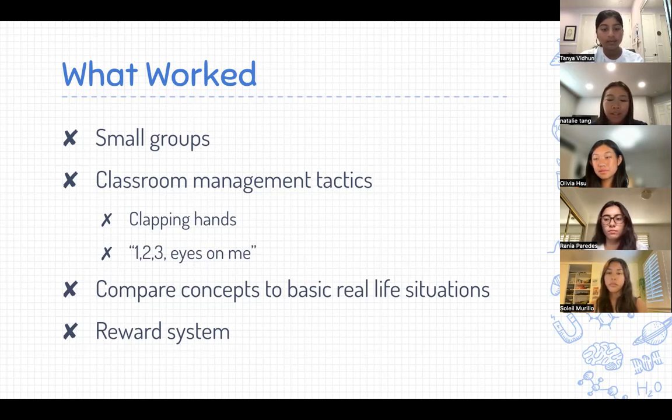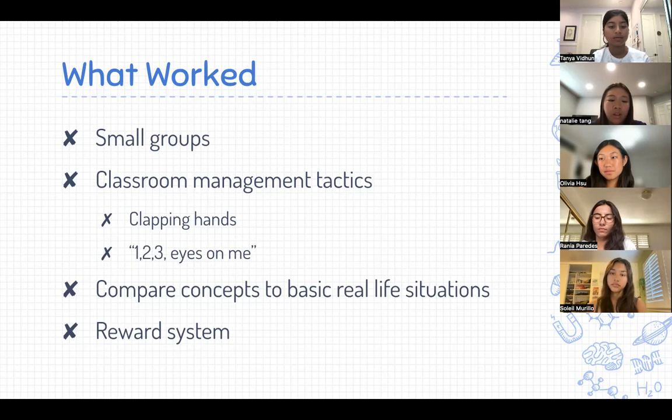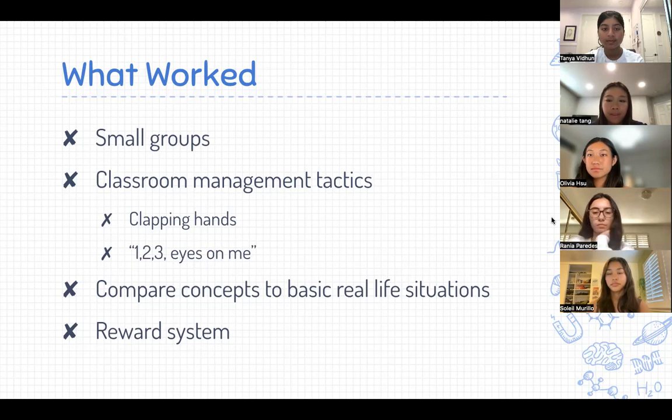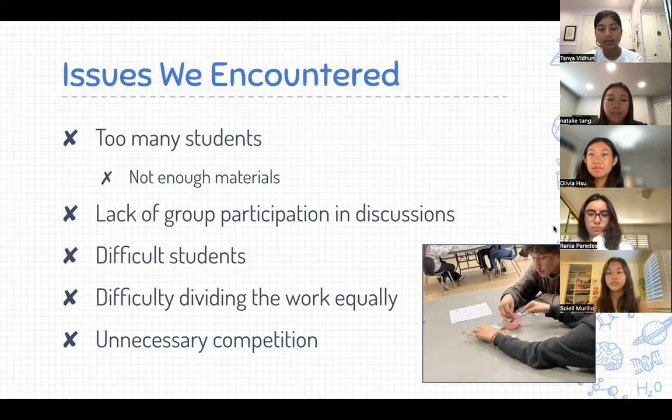One of my favorite ways to help the kids understand the concepts better and maintain their attention is to compare the concepts to very basic scenarios that they see in their everyday lives. We also use rewards like candy as encouragement for the students to participate in discussions, as they tend to be a little shy even if they know the answers. Of course, there are always difficult students, so patience is always key.